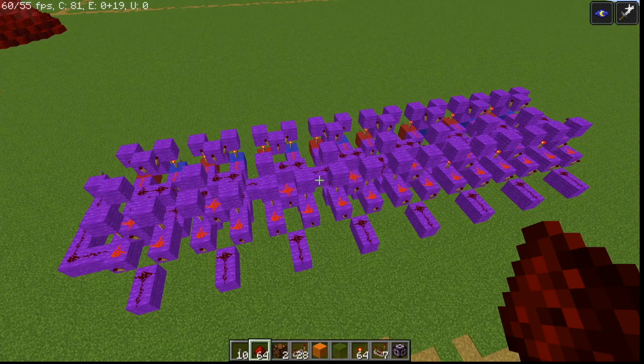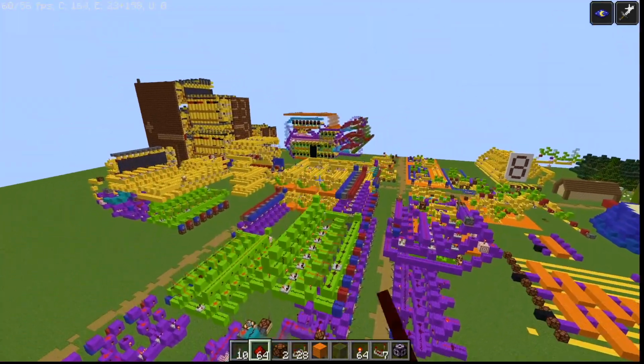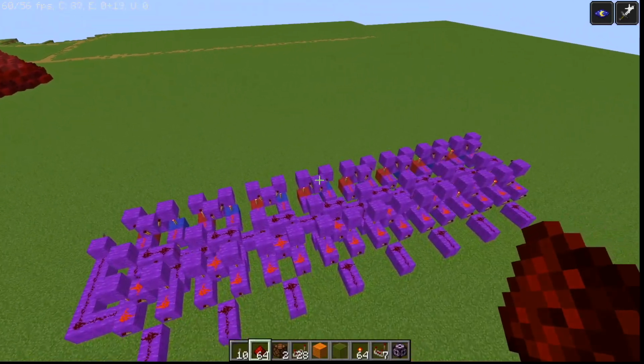Now, am I just going to ignore the fact that this tiny little thing is more powerful than my giant 8-bit adder because I built that before I knew that there were other people who did this kind of stuff in Minecraft?